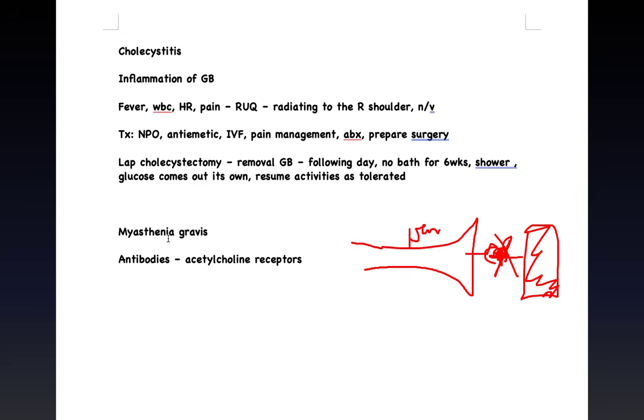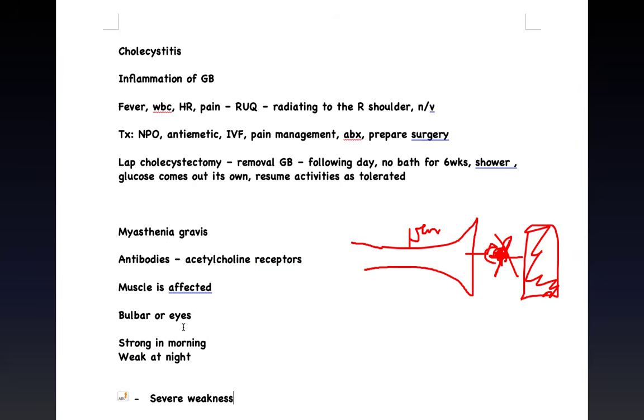So what is the key feature? Every muscle is affected. Which are the key muscles? The bulbar and the eye muscles. That means the swallowing muscle and the eye muscles. So what do you see in this patient? They're strong in the morning, weak at night. That is the key. So as the day goes by, they get weaker and weaker and weaker. So we expect severe weakness at night, or in the afternoon.